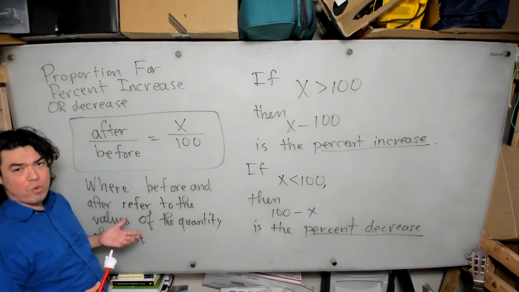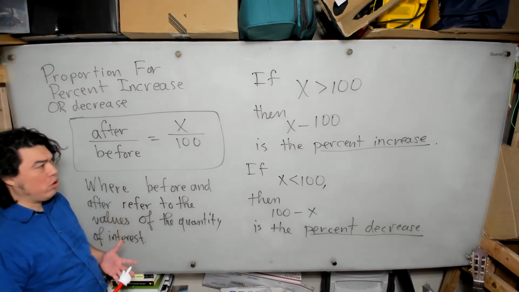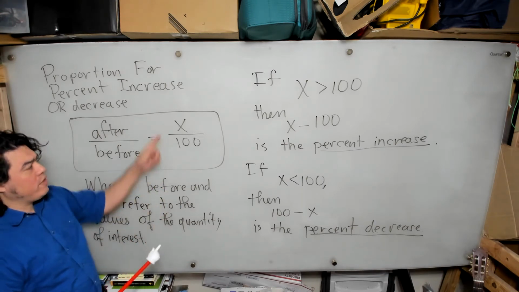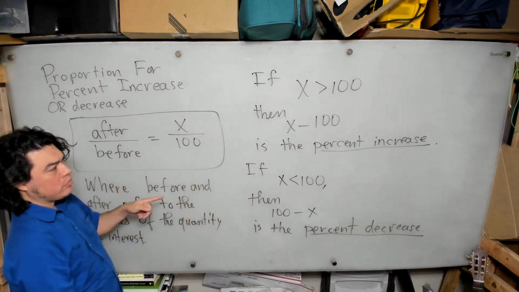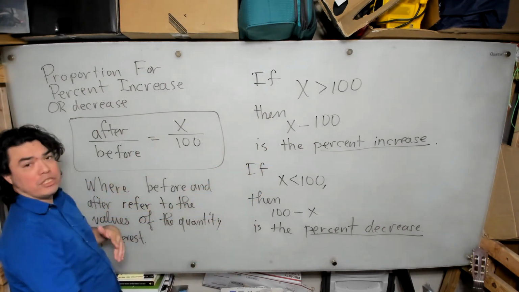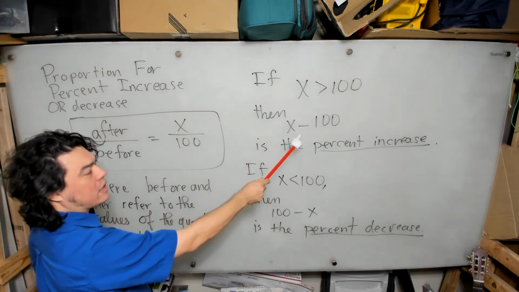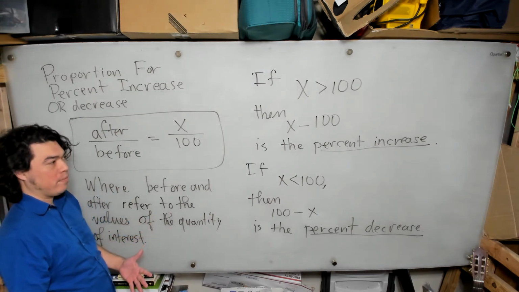unfortunately, unlike our proportion where we're looking for the percentage or the part or the whole, here we're going to have to do some interpretation. So if this x, when we solve for the proportion, is bigger than 100, then we'll know first of all that it'll be an increase, okay? But second of all, that x minus 100 will be the percent increase, okay?